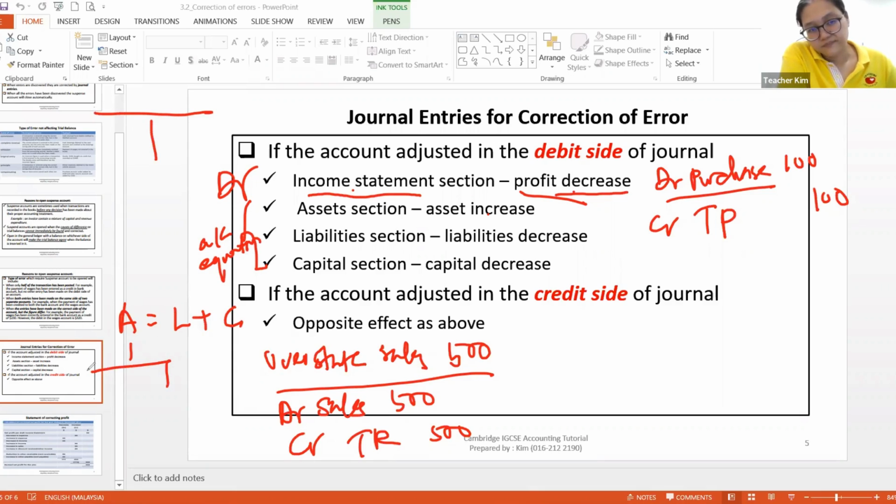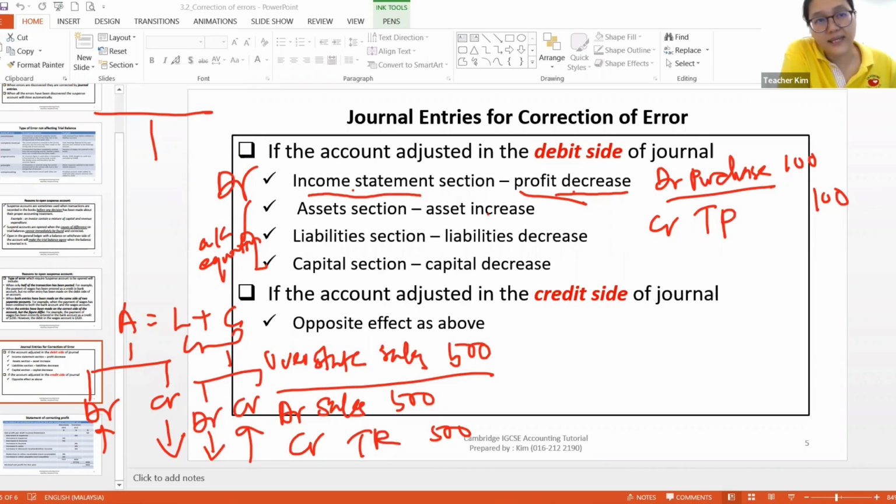And when it's a debit, increase. When it's a credit, decrease. Whereas these two are opposite. Debit, decrease. Credit, increase. The general rule for it. But most of the time in the exam, they are testing you this part. Ask you to prepare the journal entry for the adjustment. After that, they'll ask for the impact on the profit.